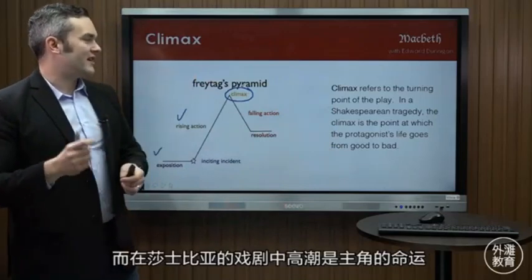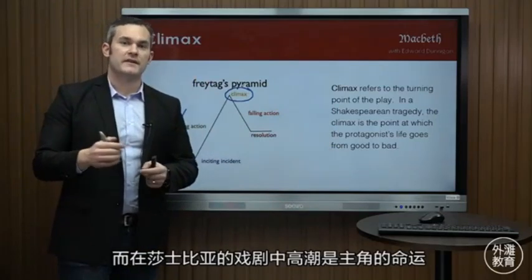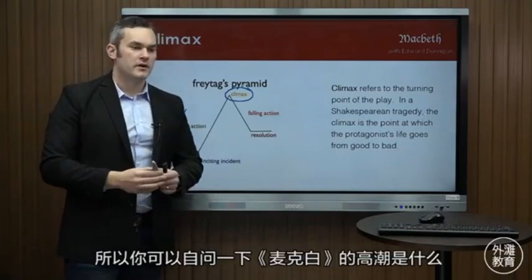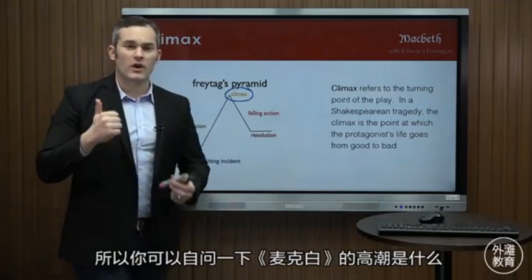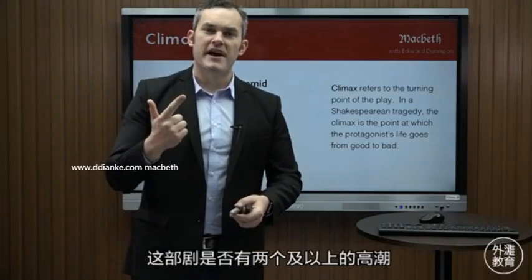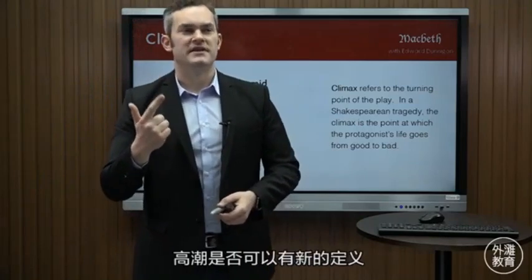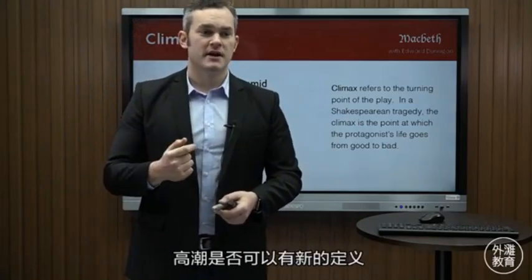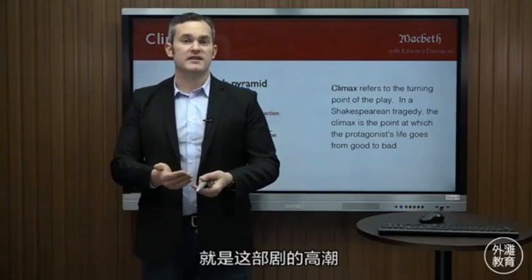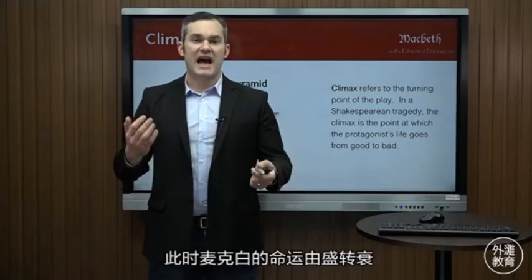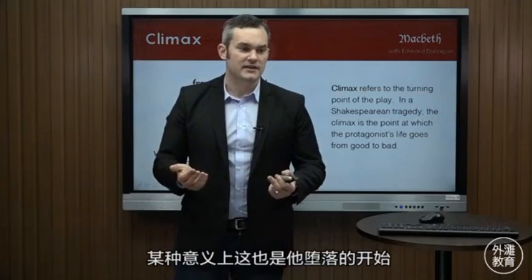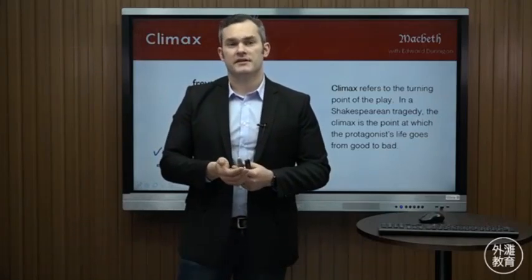In a Shakespearean tragedy, the climax is the point when the protagonist's life goes from getting better to getting much worse. Okay? So, one thing you can ask yourself is, what is the climax of Macbeth? Could we say that there is more than one climax? What might be some different options for what the climax is? I think it would be reasonable for some students to believe that the murder of Duncan is the climax of the play. Right? This is the act when Macbeth's fate goes from good to bad, maybe, and it's the act that kind of brings about his downfall in a sense.